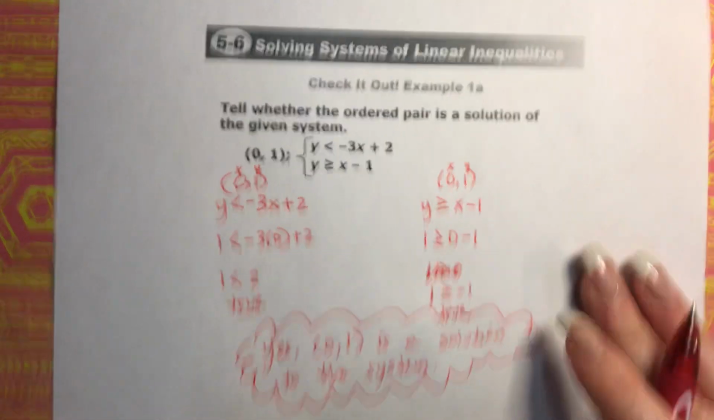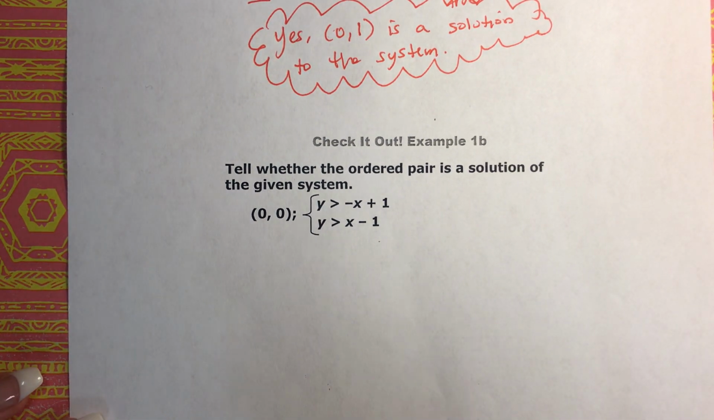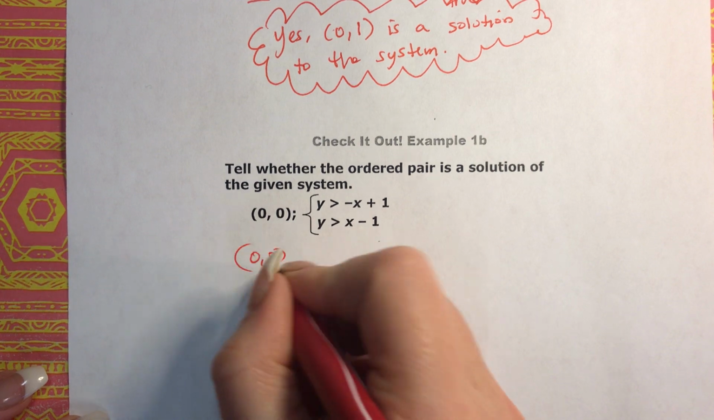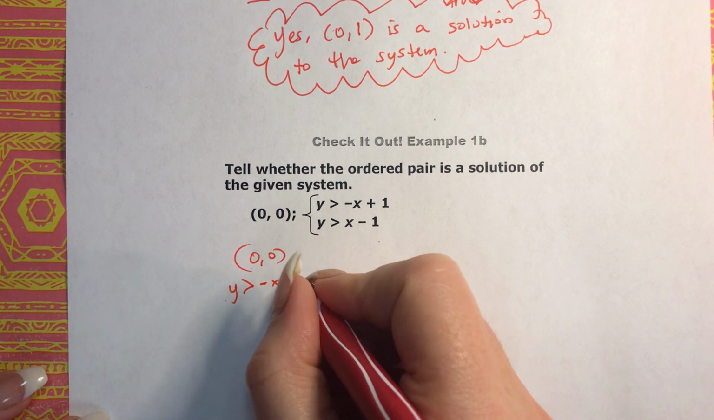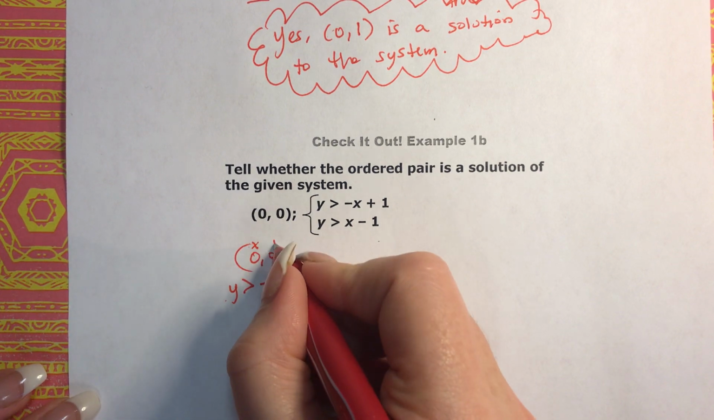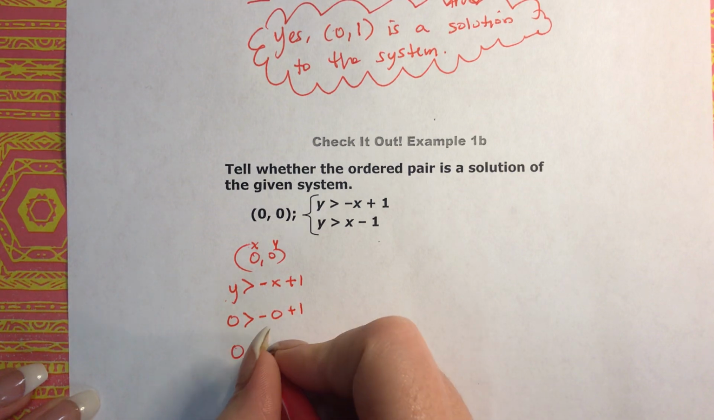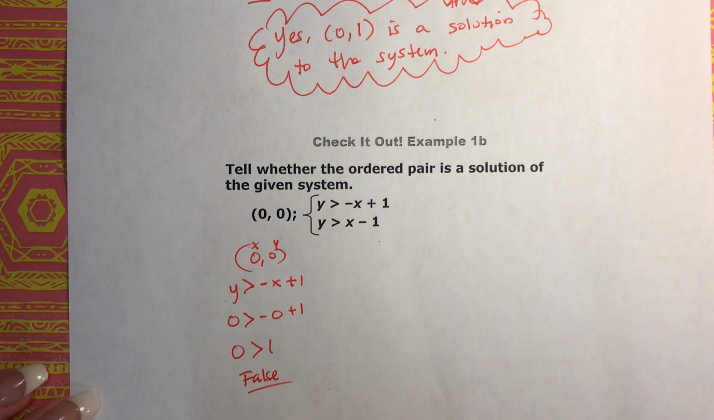So if you got that right, woohoo, great job. Let's go on to the next one. Okay. We're going to tell if this is a solution. So 0, 0. We got y is greater than negative x plus 1. So this is my x, this is my y. I put 0 here, negative 0 plus 1. That's basically 0 is greater than 1. False. That's not true. That is a lie.